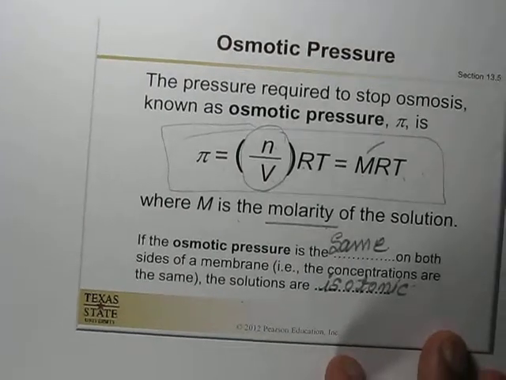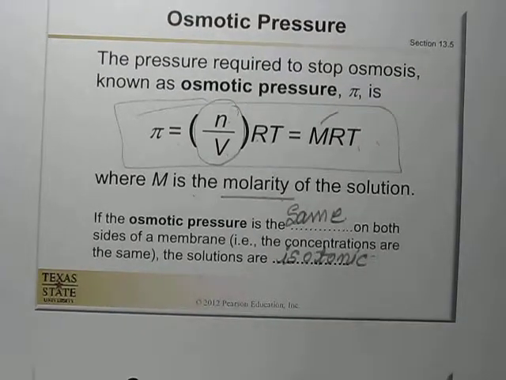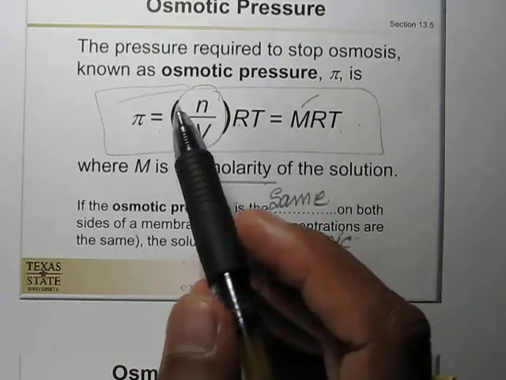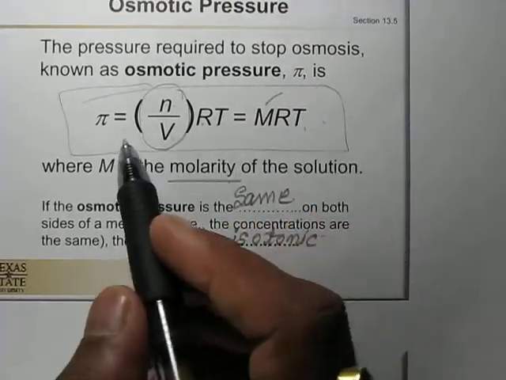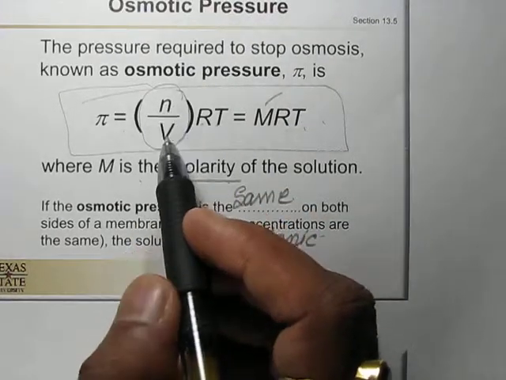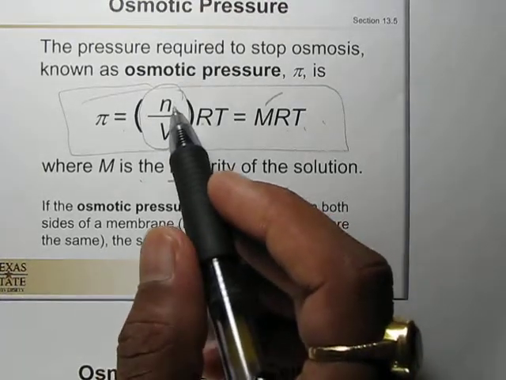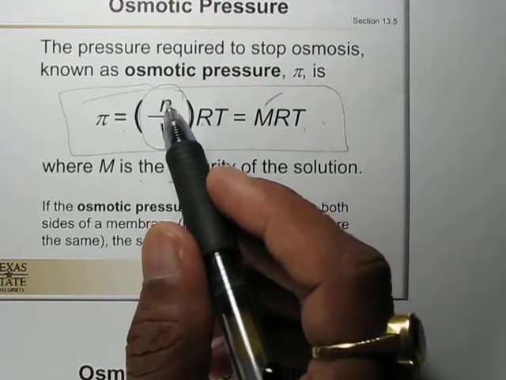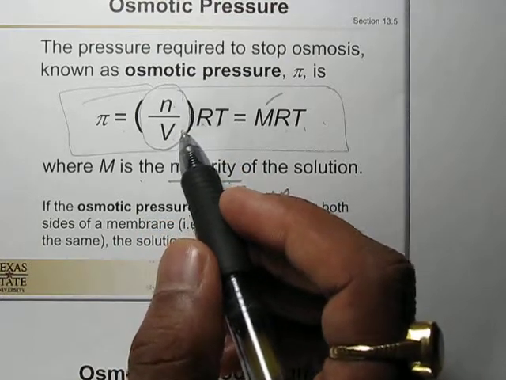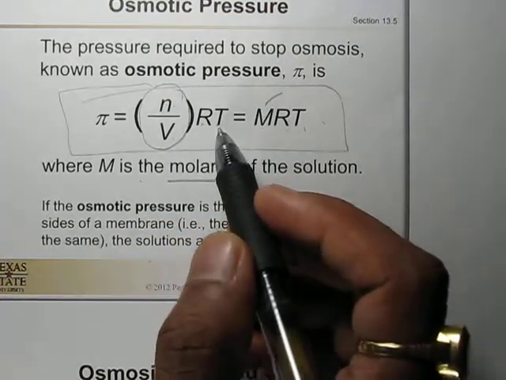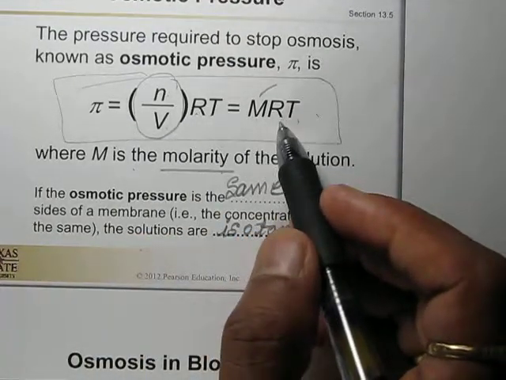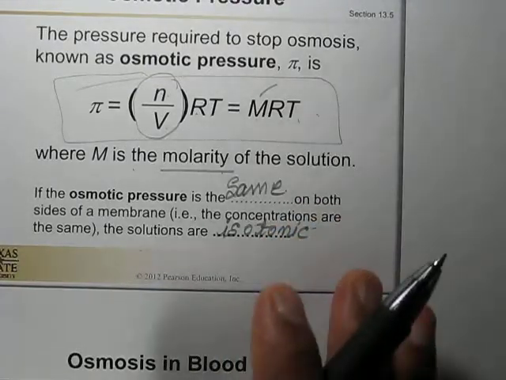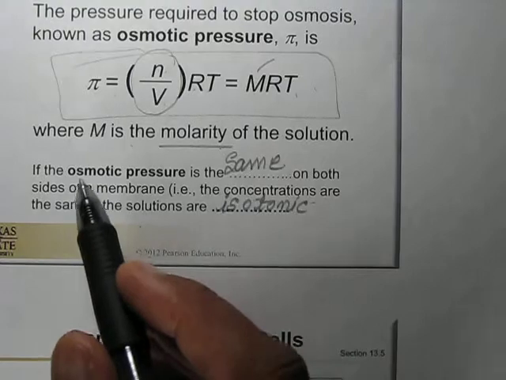Let's see how we calculate the osmotic pressure. Osmotic pressure is calculated through this equation. The pressure required to stop osmosis is known as osmotic pressure, and it is represented by pi. Pi is equal to, in parentheses, small n over V, basically number of moles over volume of solution. Number of moles over volume is molarity, times RT, where R is the gas constant and T is temperature. So we can rearrange this equation as pi equals MRT, where M is the molarity of the solution, R is a constant, and T is temperature.